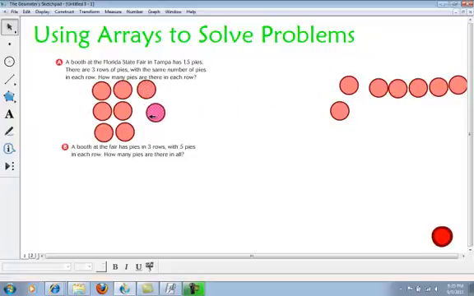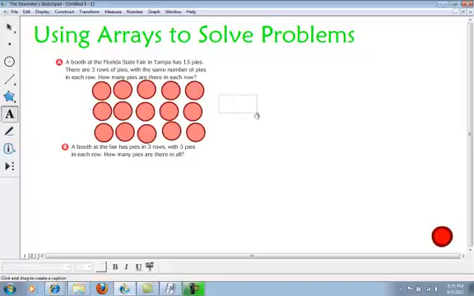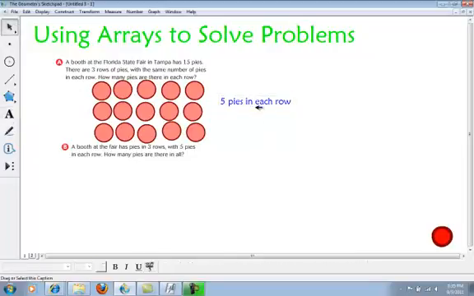Once I've built my array, I will be able to count to see how many pies there are in each row. Alright, I'm using up my last few pies here. I can see that I have 3 rows of pies, and I have 1, 2, 3, 4, 5 pies in each row. So I'm able to see here that there are 5 pies in each row. I was able to use an array to solve that problem.